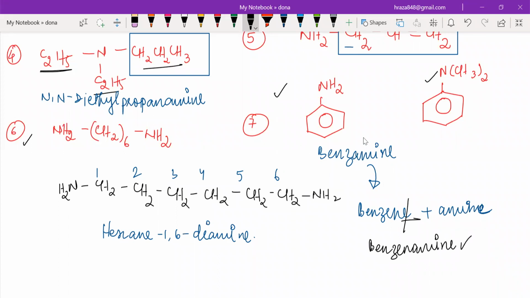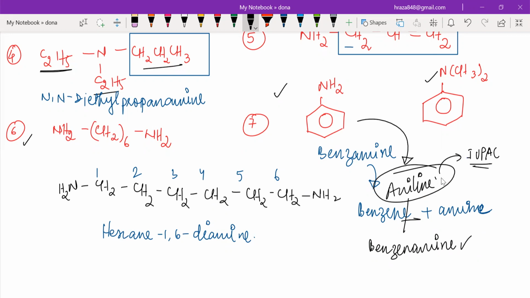Now, its common name is aniline, which is very, very famous. That's why nowadays this is treated as IUPAC. So either you can write aniline or benzenamine. Either way, we'll get marks in both. Okay.